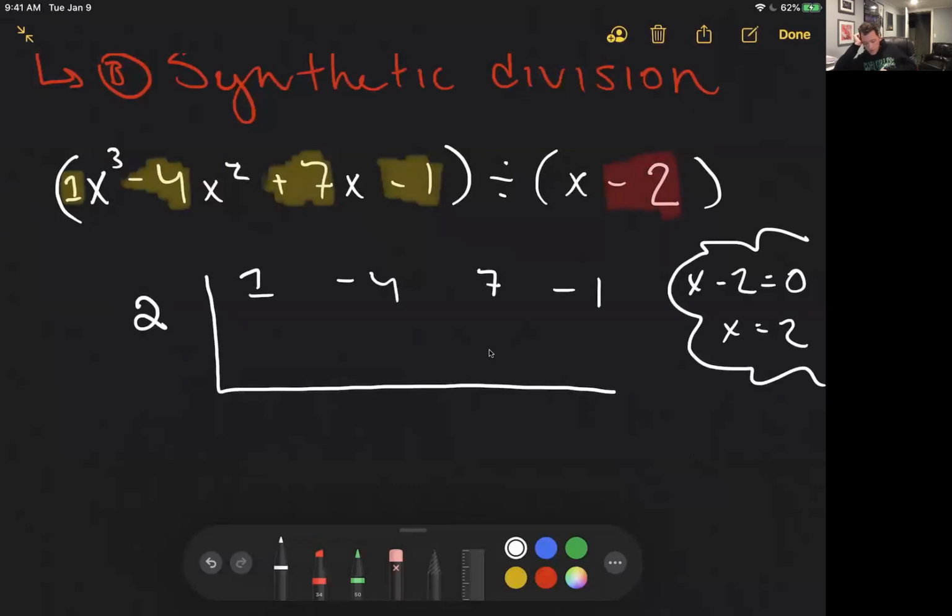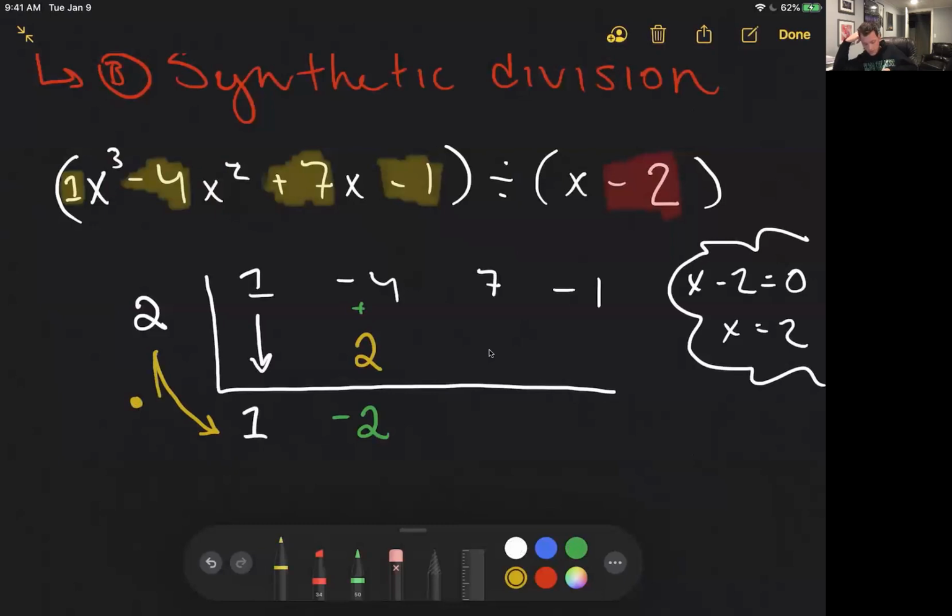What you end up doing is you always bring the first number down, and that gives you 1. Then we multiply 2 times 1. I'm going to put a little dot there for multiplication. So 2 times 1 gives me a total of 2. And then I add these numbers right here: -4 plus 2 gives me -2. Okay, cool. Now we're going to wash, rinse, repeat.